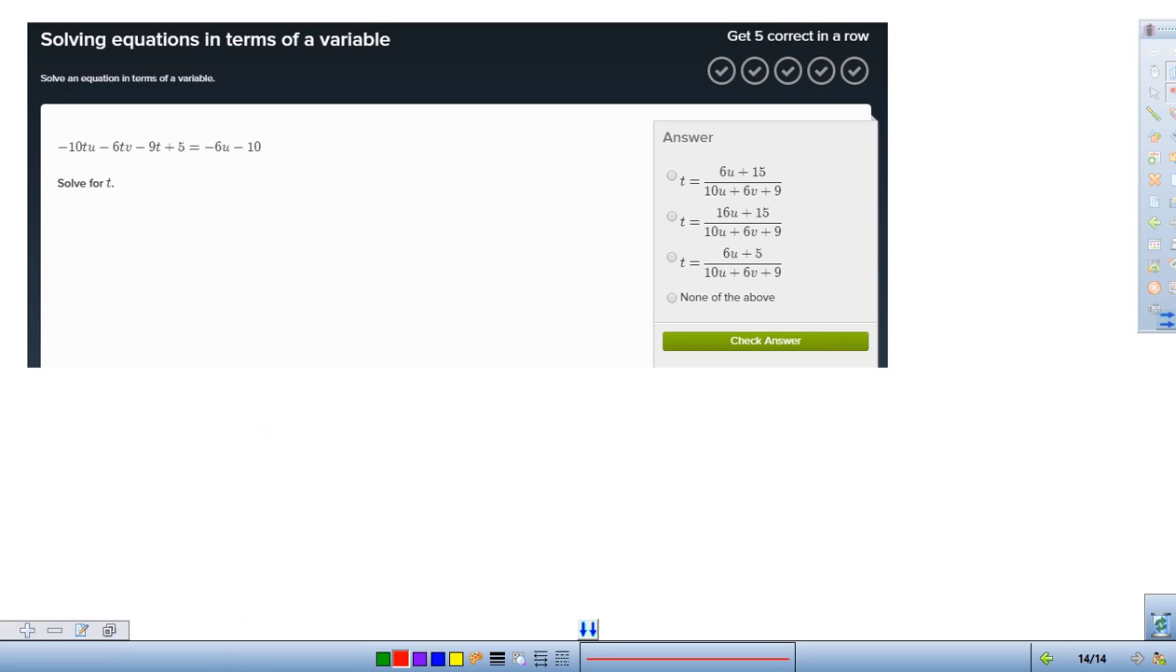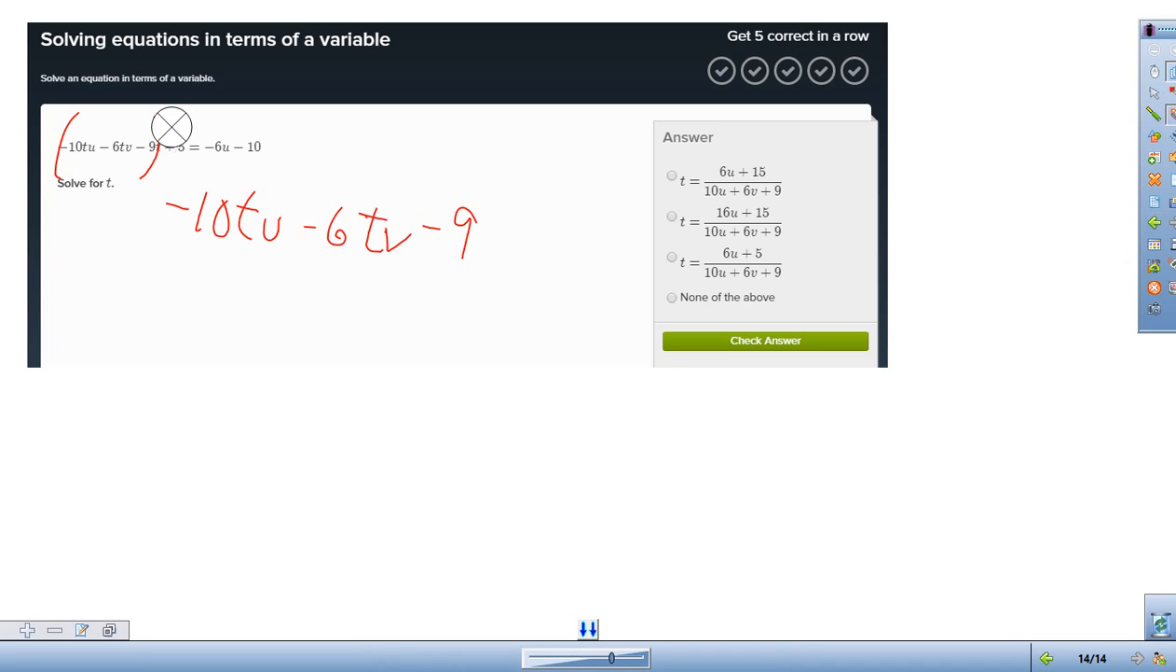So what I would have to do is move things over a little bit at a time. I'm going to group these guys here. I'll show you how to do this by hand as quickly as I can. Negative 10tu minus 6tv minus 9t plus 5. So thankfully, because this is all addition, right? This is minus, but it's really plus negative 6, and this is plus negative 9, right? So we have all addition, and one of the properties of addition is that I can group. So now if I group all these t's together, I can factor out the t.